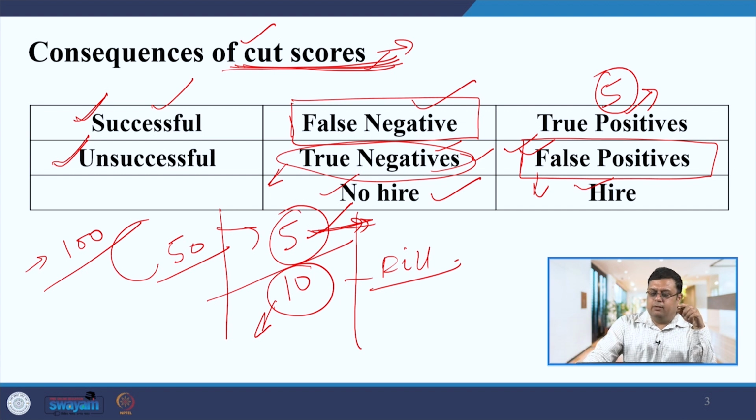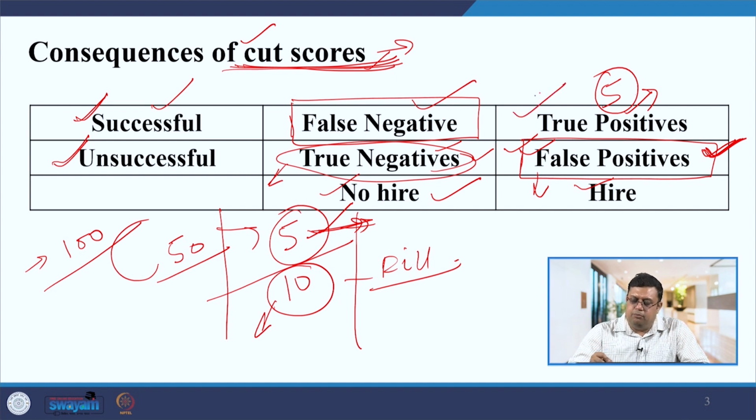Because if we are getting more false positives, that will not result in a good selection outcome, right. So what should be our target? Our target should be to get more and more true positives, that is, people who have scored above the cutoff score and we have taken a decision to hire them. So, this should be our target.